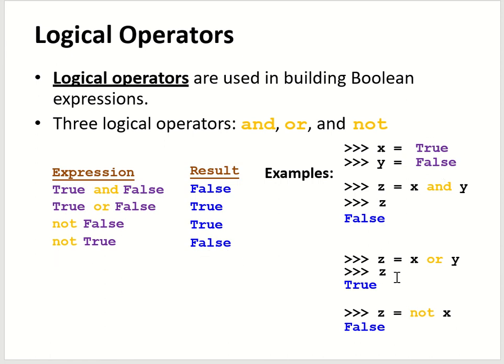So here on the right are some examples with variable names. So x equals true, y equals false. Z equals x and y, z will be false. Z equals x or y, z will be true. If z is not x and x is true, z will be false.